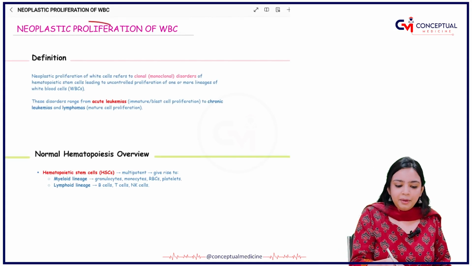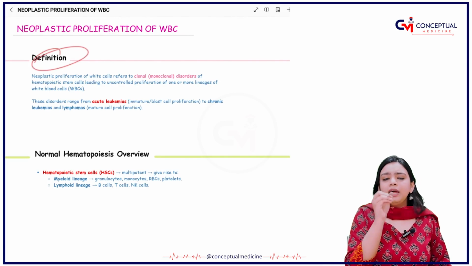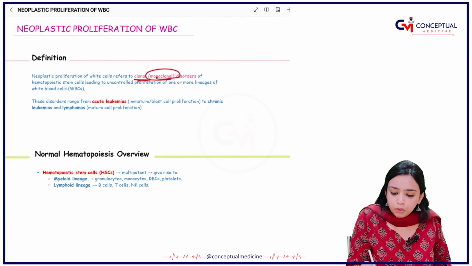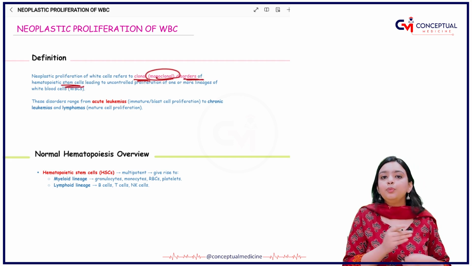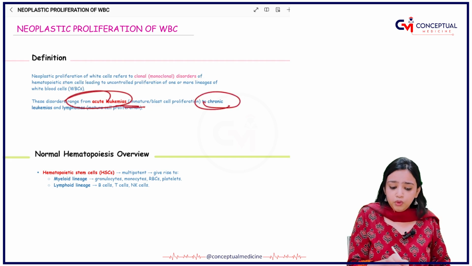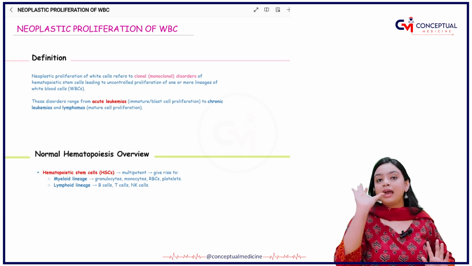Now we will be studying the neoplastic proliferation of WBCs. What is it? Neoplastic proliferation of WBCs refers to the clonal, monoclonal disorders of your hematopoietic stem cells. These disorders range from acute leukemia to chronic leukemias. The disease can be either acute or chronic.